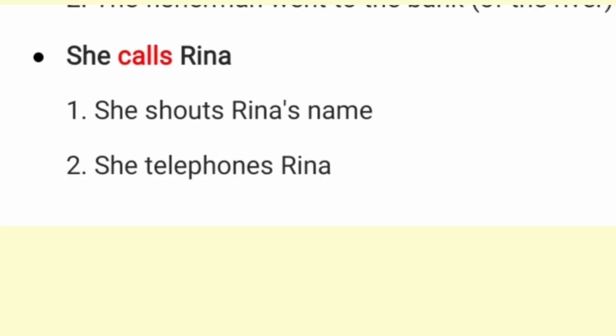Let's see another example. She calls Rina. The ambiguity here in this sentence is created by the word calls. Calls means shouts, or calls with the help of the mouth, and calls means telephones also. So the first meaning is she shouts Rina's name, and the second meaning is she telephones Rina.